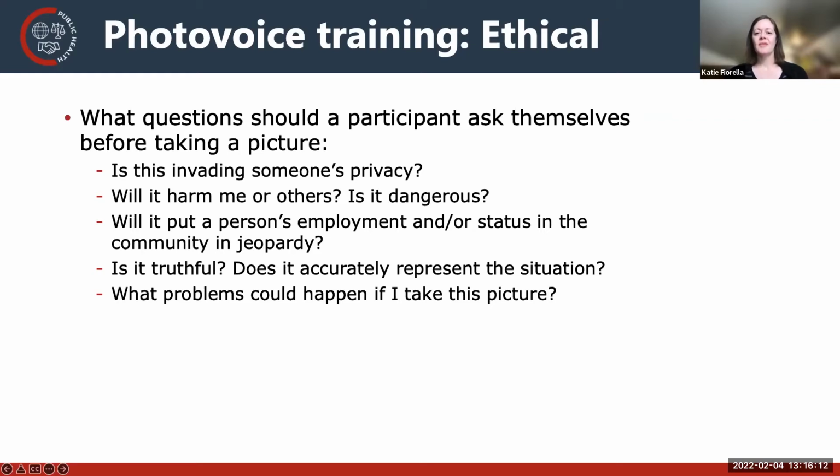So it's important to talk about what those harms might be with the group that's taking photos. It's not only physical harms, but also emotional harm, harm to reputation, finances, etc. And so this brings us back to the point of Photovoice being community-based, and participants really understanding their role as active participants in the work.